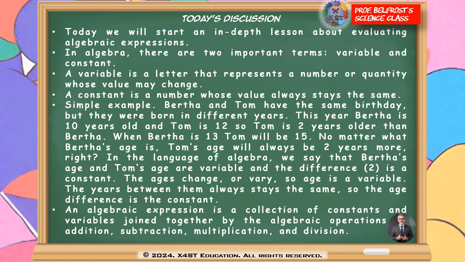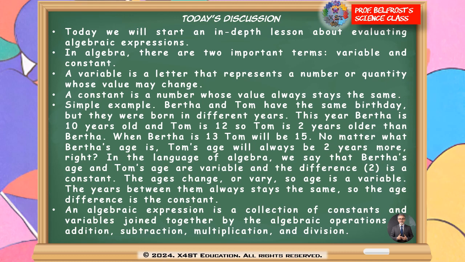This year, Bertha is 10 years old and Tom is 12. So Tom is 2 years older than Bertha. But when Bertha reaches 13, 3 years later, Tom will be 15. No matter what Bertha's age is, Tom's age will always be 2 years more, right?